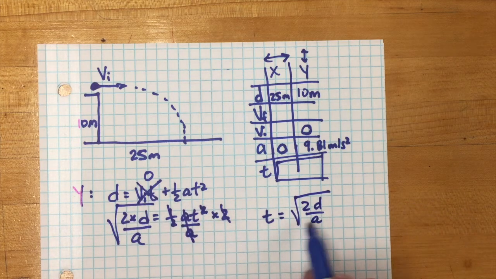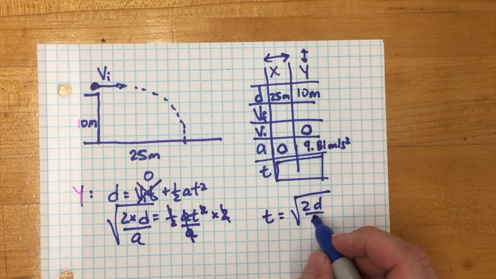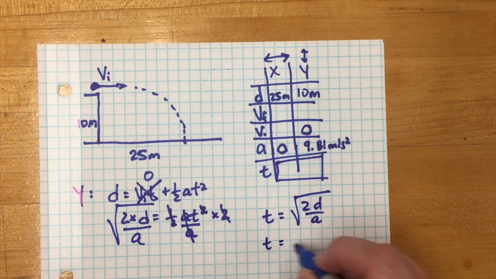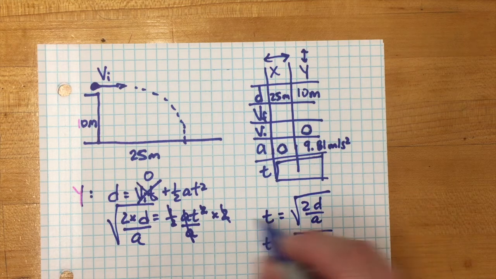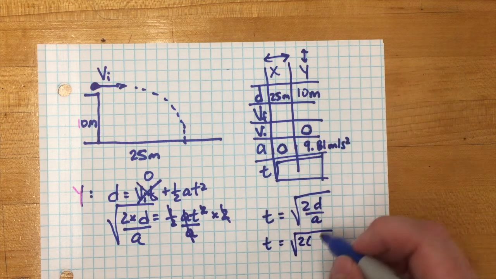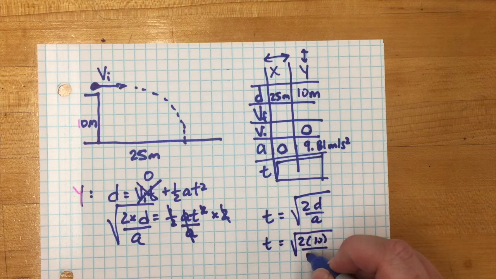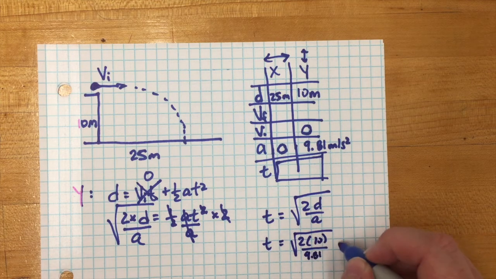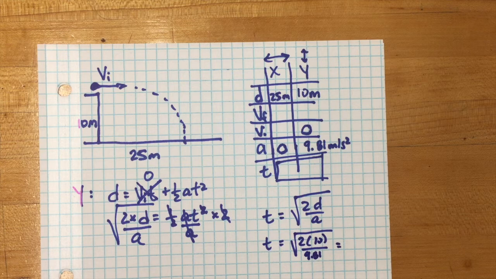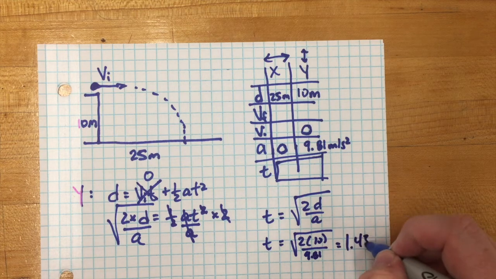You'll get really good at this process because a lot of times we'll be using something like this. That time, if I put the numbers in there now, square root of 2 times my distance in the y direction, which is 10, over my acceleration of 9.81. And when I do that, I end up with 1.43 seconds.